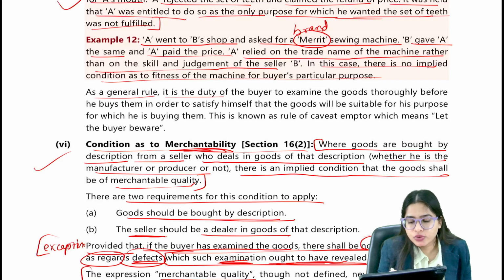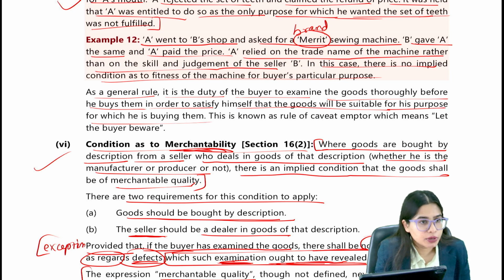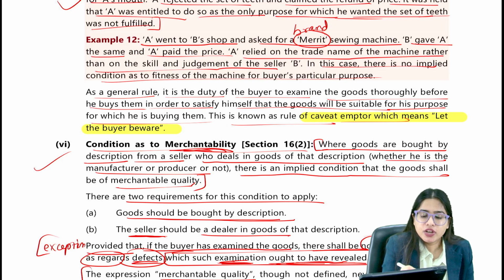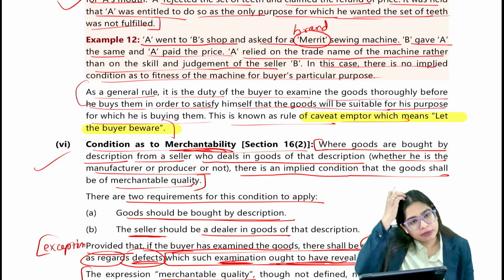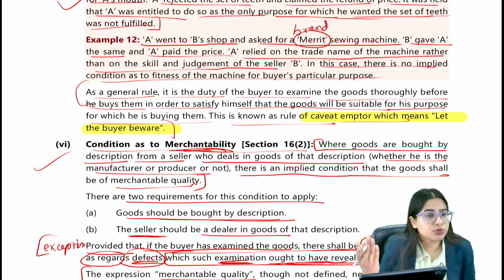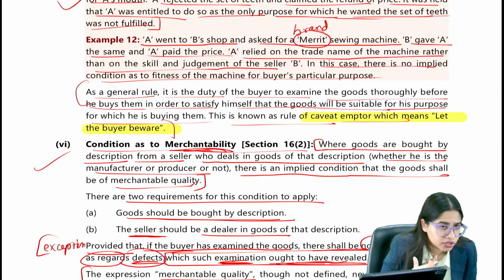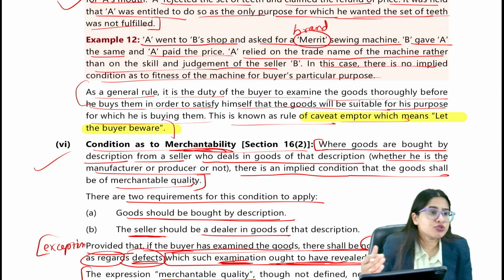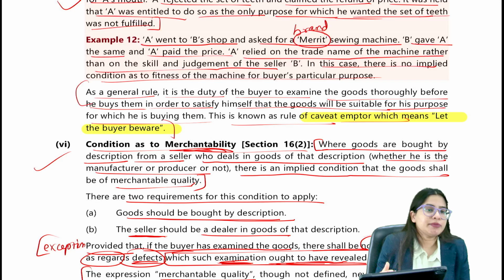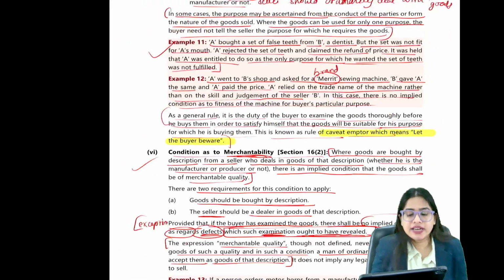Last point: as a general rule, it is the duty of the buyer to examine the goods thoroughly before buying in order to satisfy himself that the goods are suitable for his purpose. This is known as caveat emptor, which means let the buyer beware. So here a short concept of caveat emptor is given. It means that if you're buying any goods, it is your responsibility to check whether they fit your purpose or not, and whether they are of good quality. This concept is known as caveat emptor, that means let the buyer beware.